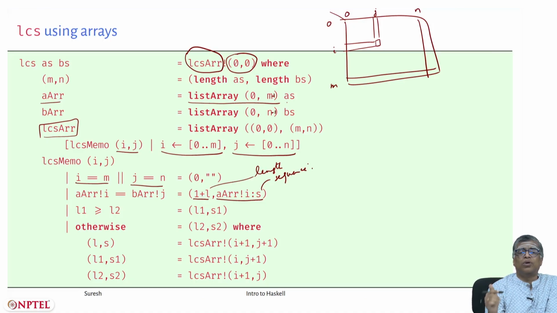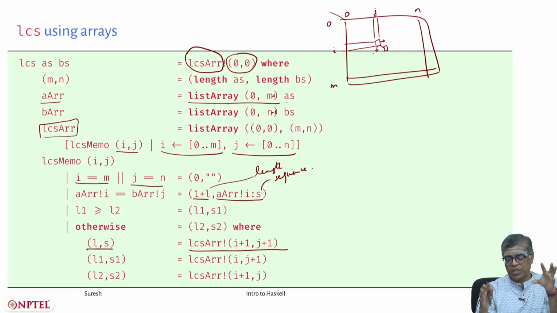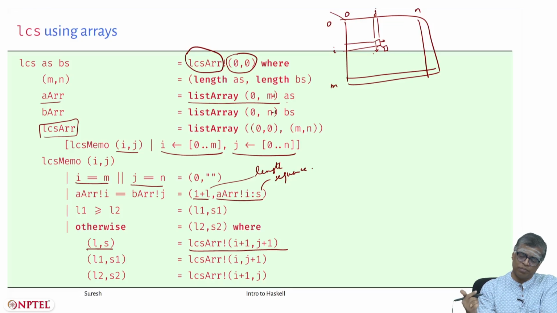If L1 is greater than or equal to L2, then I choose L1 comma S1, otherwise I choose L2 comma S2. What are L, S, L1, etc.? L comma S is the LCS array, the value of the LCS array at the diagonal. L1 S1 is the value of the LCS array here to the right, and L2 S2 is the value of the LCS array at the bottom, one row straight. This is extremely straightforward. The program does not involve any cleverness at all. Once you have the naive solution, you can just translate it into this array.